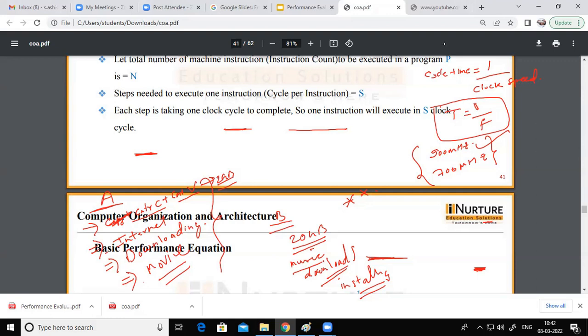Any doubt? Is it clear, students? I can explain again if it is not. Please tell me if it is clear or not. Hello? Yes or no? It's clear, sir. What about others? Yes, sir, it's clear.